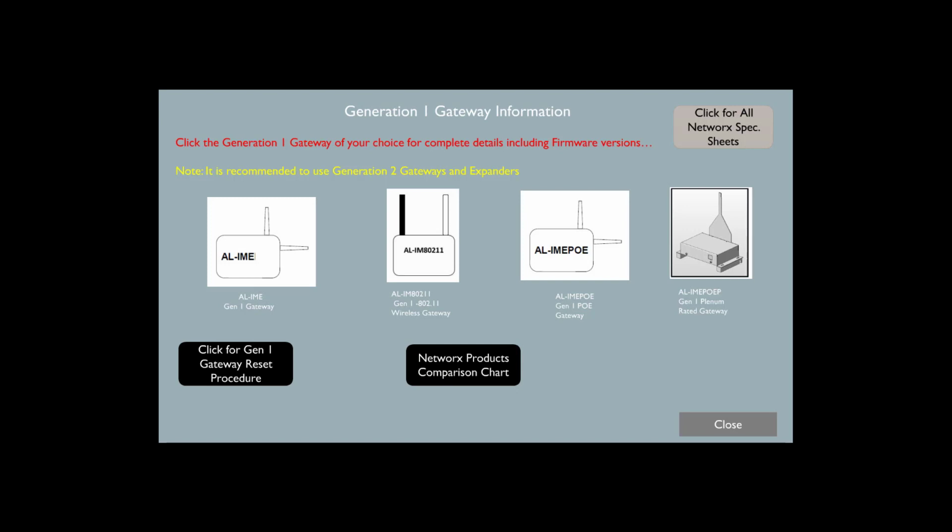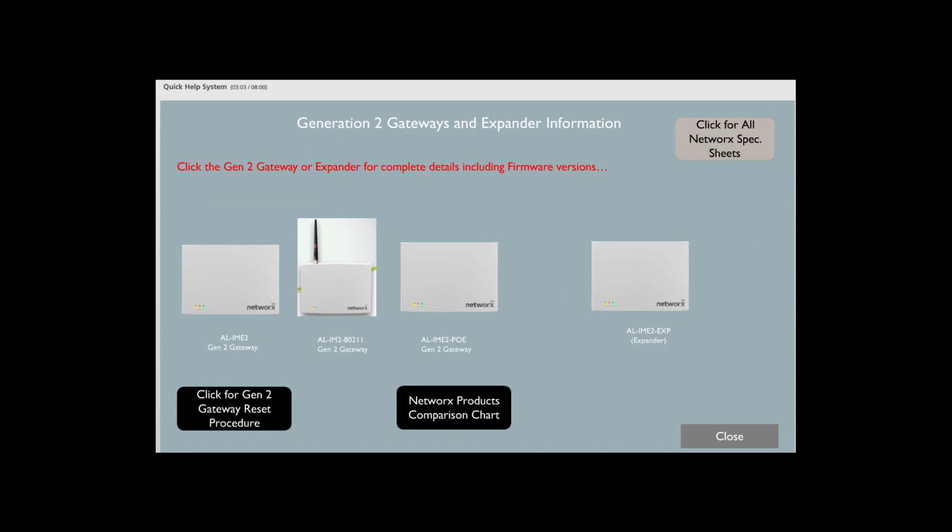The next screen displays the current Generation 2 gateways and expander. This screen displays 3 out of the 4 types of Gen 2 gateways. The type we will not discuss is the USB gateway. The first gateway displayed is the wired version, the second is the wired and wireless version, and the third is the PoE version. The AL-IME-EXP to the right is the optional expander.